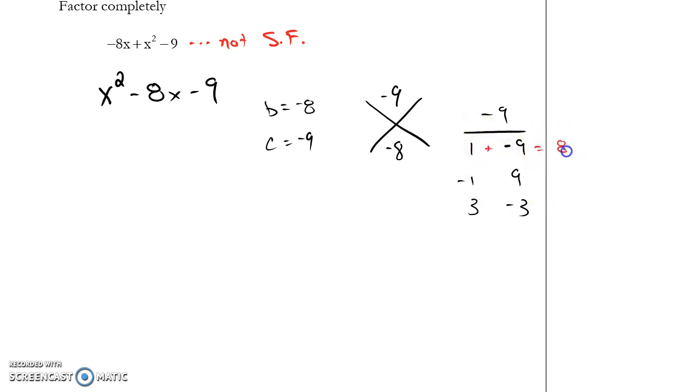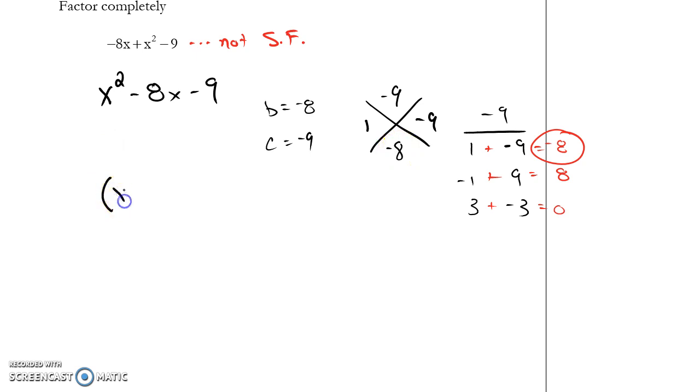This adds to negative 8. This adds to positive 8. And this adds to 0. I needed negative 8, so my factors are positive 1 and negative 9. It matters which one is positive and negative. If I use negative 1 and positive 9, it does not add to negative 8. It adds to positive 8.